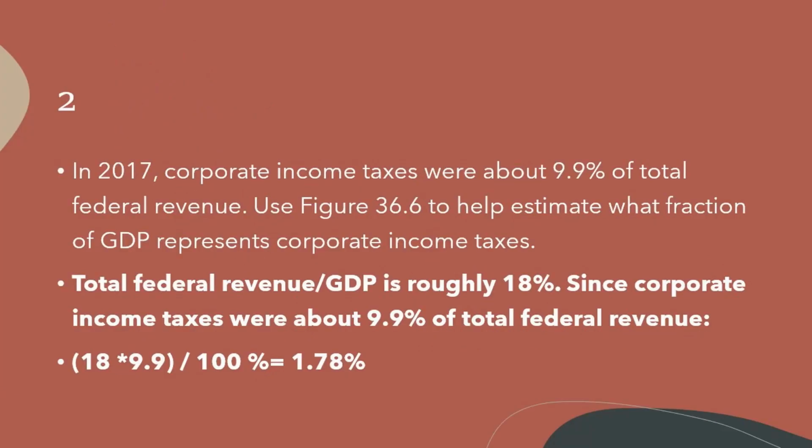Question 2, we're given that in 2017, corporate income taxes were about 9.9% of total federal revenue. We're asked to use figure 36.6 to help estimate what fraction of GDP represents corporate income taxes. If we look at the figure, we see that total federal revenue as a share of GDP was roughly 18%. So since corporate income taxes were about 9.9% of total federal revenue, we can just multiply 18% times 9.9%, but then we have to multiply it by 100 to get an accurate estimation. So we get about 1.78%. That's how much it represents of GDP.